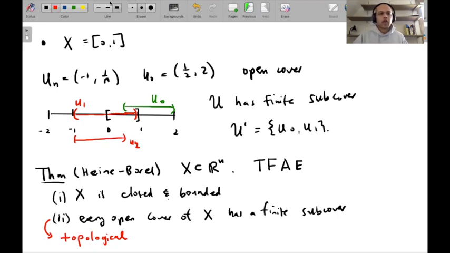And the other thing I want to say is that condition two is an important property which we'll give a definition to: we say X is compact if it satisfies this property.